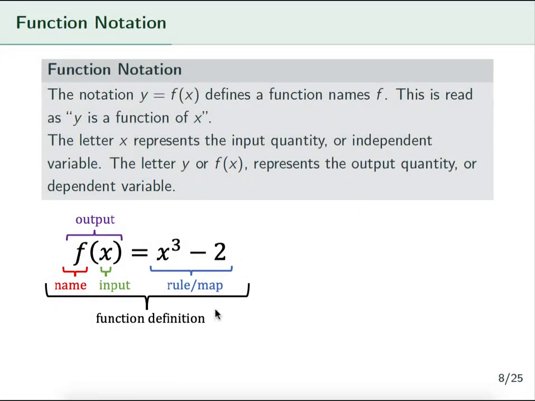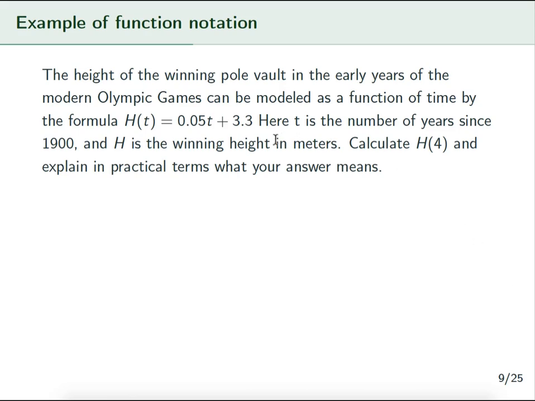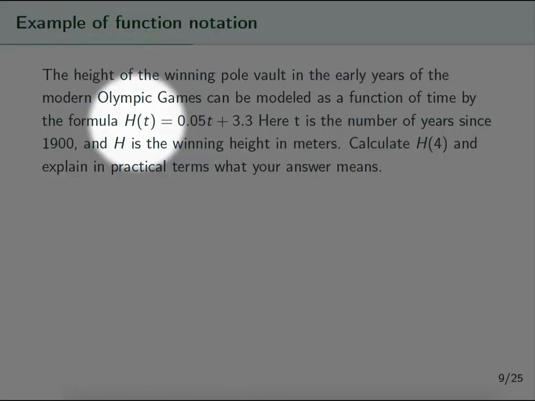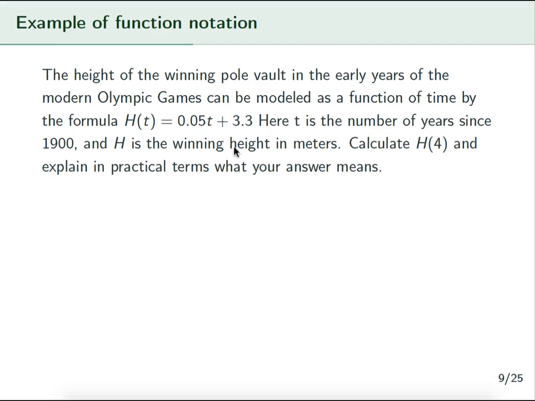So let's look at an example of using function notation. The height of the winning pole vault in the early years of the modern Olympic Games can be modeled as a function of time by this formula: h of t, with function name h and input quantity t, equals 0.05t plus 3.3. So we multiply 0.05 by t and add 3.3 to find the winning height. Here t is the number of years since 1900 and h is the winning height in meters. Calculate h of 4 and explain in practical terms what your answer means.